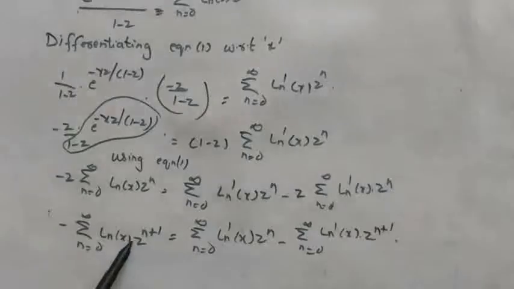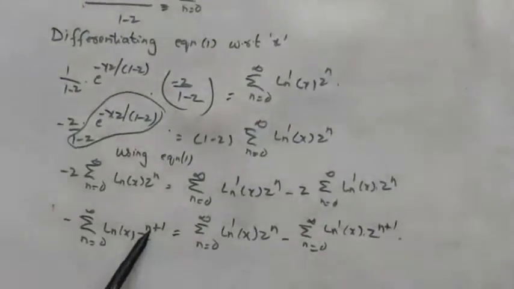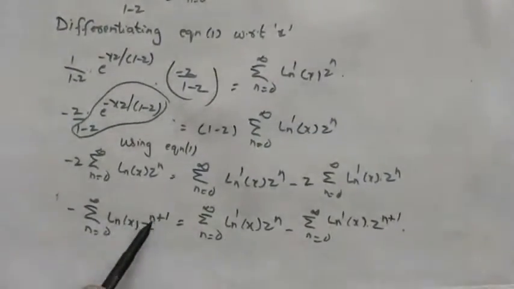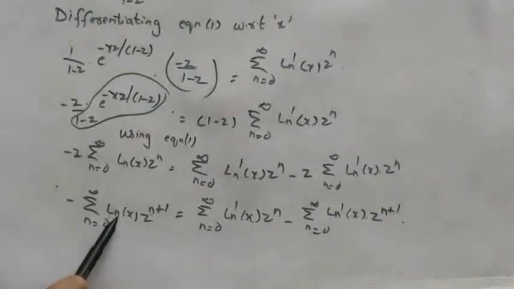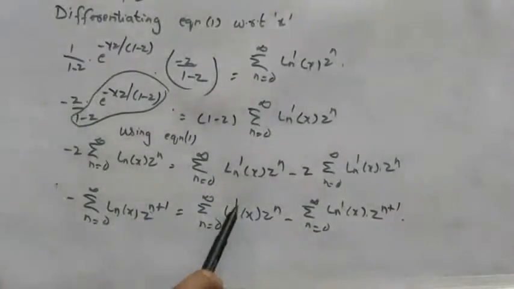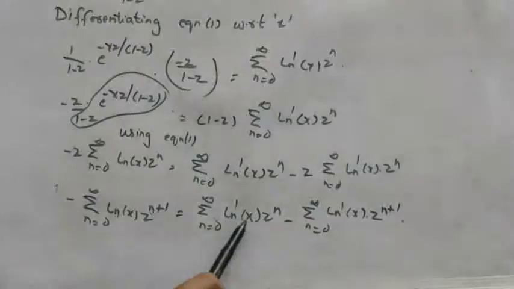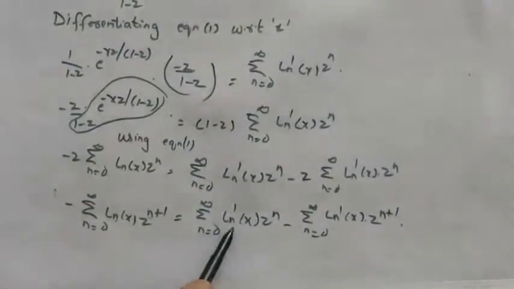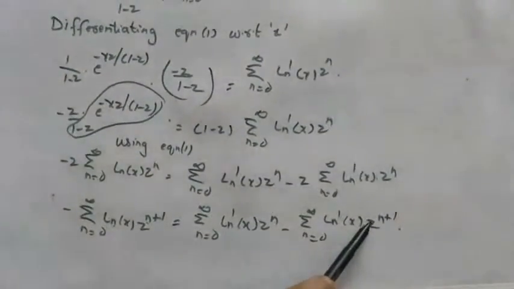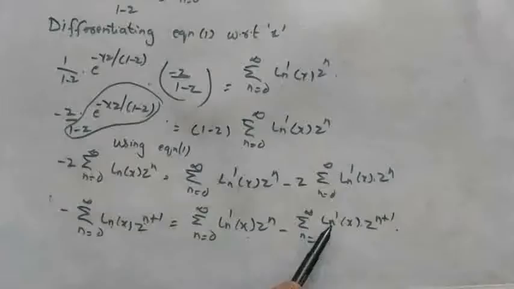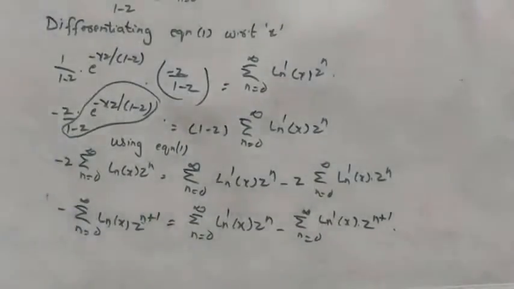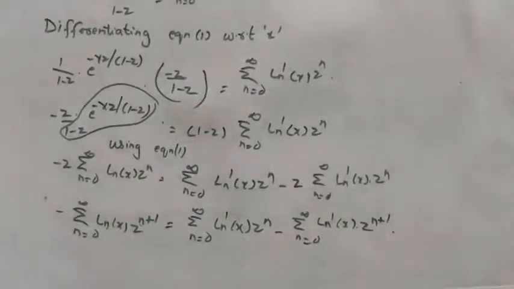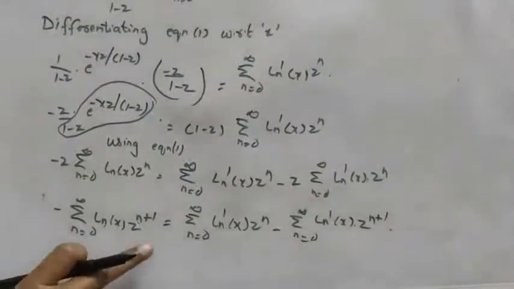So in order to make it as z power n, in place of n you keep n minus 1. If n plus 1 is there, wherever n is there, you keep n minus 1. Here also no need to change because z power n coefficient is Ln dash of x. Here also z power n plus 1 is there. So wherever n is there, you keep n minus 1. So that we can equate the z power n coefficient for this equation.